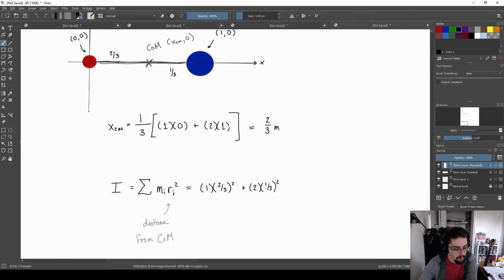Now that we have all of that stuff in line right here, calculate this thing out. This is going to become 4/9 plus 2/9 for a total of, conveniently, 2/3 again. But now my units are different. Now it's kilogram meter squared, right? Because this is moment of inertia. It's a different quantity. It just so happens that the number is exactly the same. So far, so good, right? That is parts A and B down.